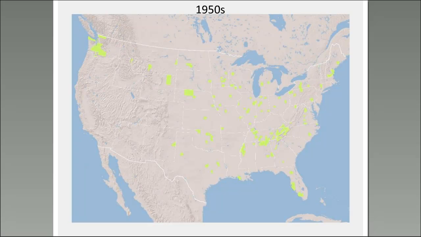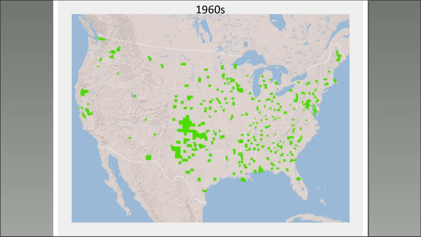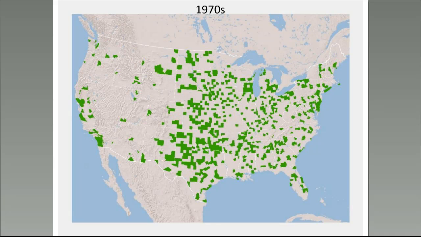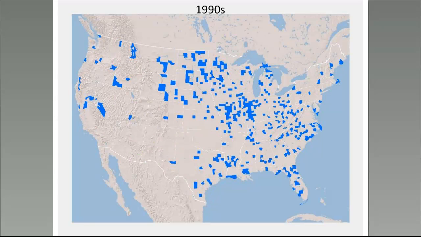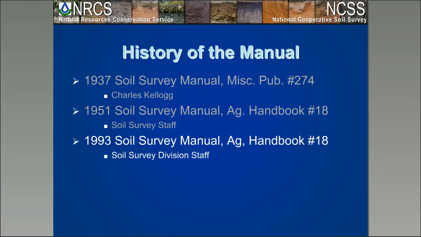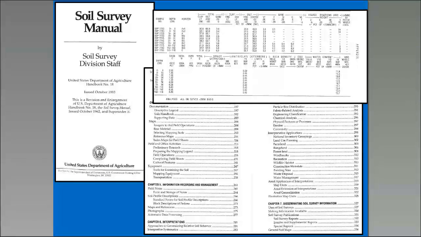Okay, 1950s. Here we are. You can see the Tennessee Valley Authority, TVA, funded a lot of soil survey during the Depression, and that shows up as a pattern. Then we hit the 60s, and then the 70s, and then the 80s, and the 90s. Things are starting to quieten down a little bit. But you hit the 90s, and now we have the next soil survey manual, and that manual is starting to evolve.